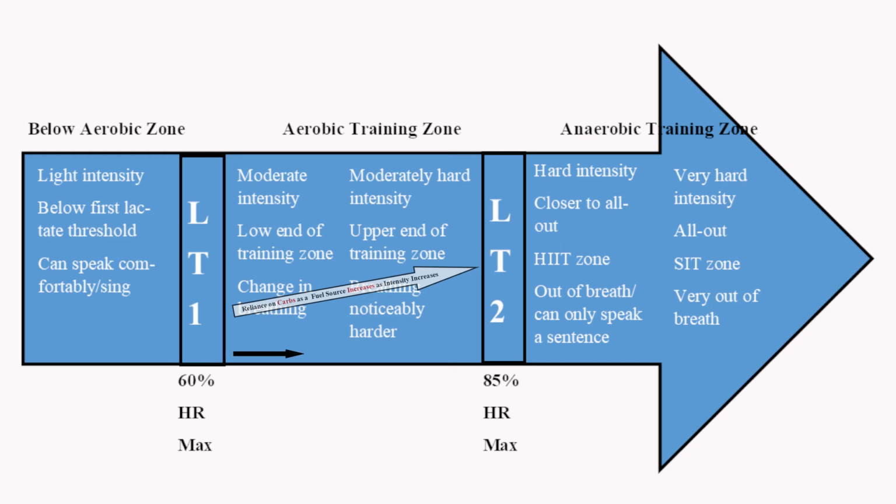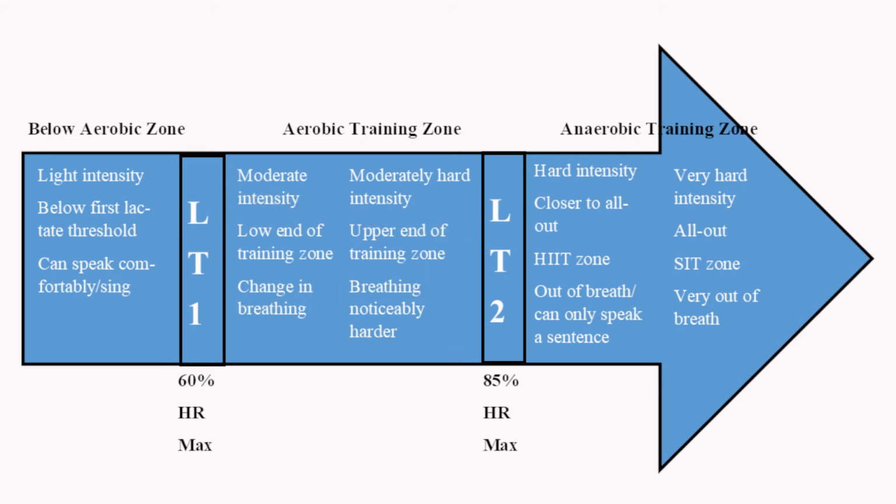But the point is that as you increase intensity and start heading towards your second lactate threshold or ventilatory threshold, and you're moving higher within your aerobic training zone, the body begins to rely on carbohydrates more and more as an energy source. It decreases its reliance on fat as an energy source. Because of that, lactate production continues to increase, and it forces your body to have to breathe more deeply and at a faster rate in order to clear that lactate out.